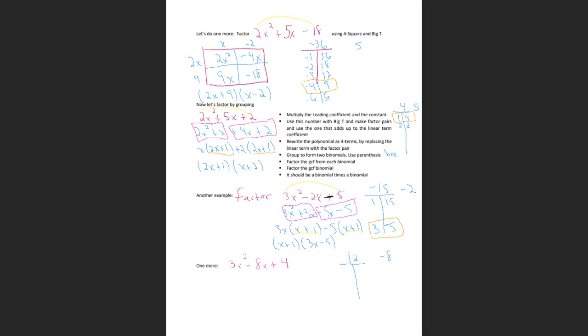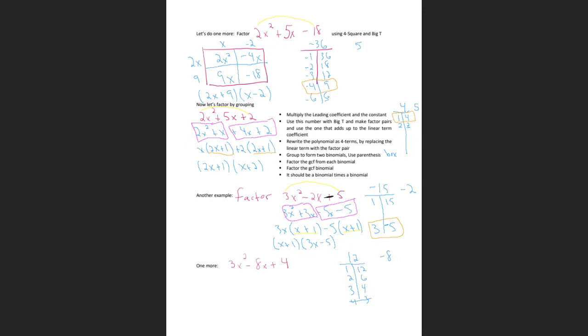Again, if you want to pause this video and see if you can get this going. So I have a 1 and a 12, a 2 and a 6, and a 3 and a 4, and a 4 and a 3. So there's my factors of 12, but I also have to get a -8.